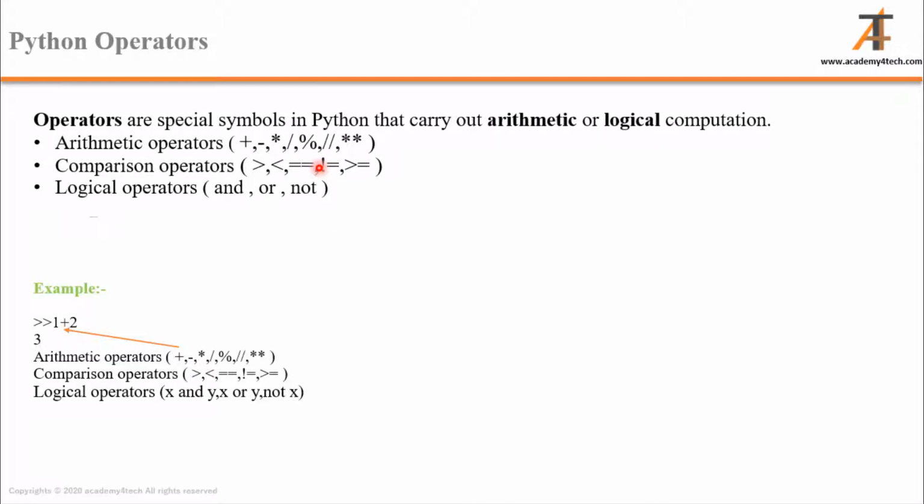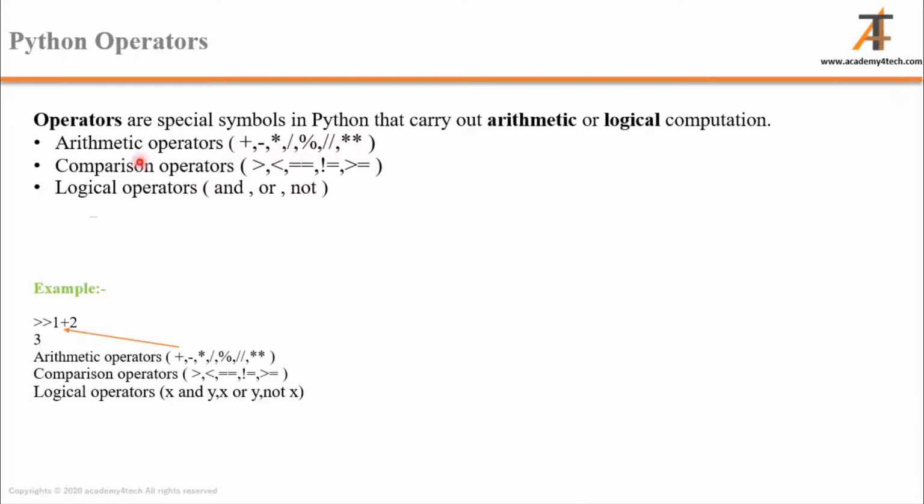Python operators are special symbols in Python that carry out arithmetic or logical computation. Taking an example here, 1 plus 2 equal to 3. Here plus is the operator that performs addition, 1 and 2 are operands, and 3 is the output of the operation. Let's have a look at the arithmetic operators. Arithmetic operators are used to perform mathematical operations such as addition, subtraction, multiplication, etc.